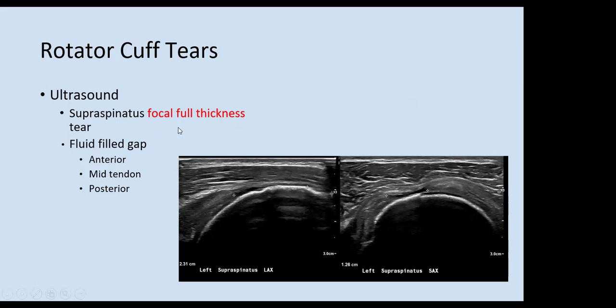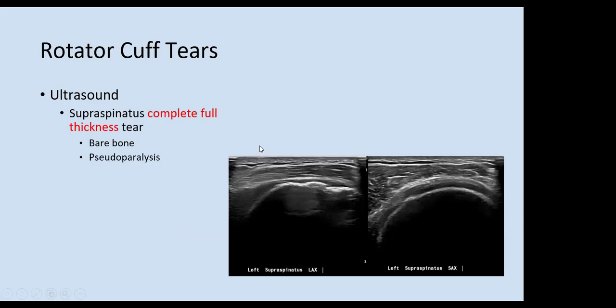And the full thickness tears can be either focal. So for example, this is the sagittal short axis image of the supraspinatus tendon. We see the mid and posterior fibers of the supraspinatus tendon, but we don't see the anterior fibers, and we see a fluid-filled gap here. The same thing on the long axis image of the supraspinatus tendon. We see tendon gap here and tendon retraction here. So this is called focal, because it involves one part of the tendon, which is the anterior part of the tendon.